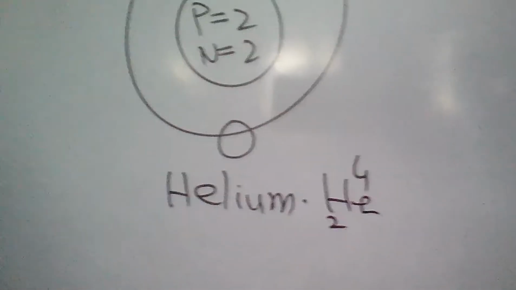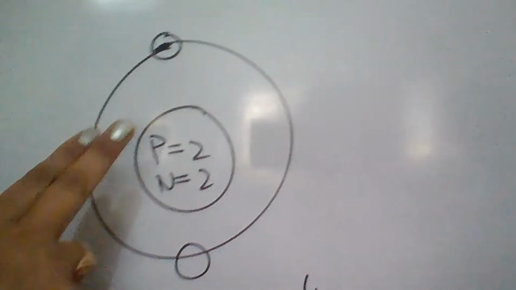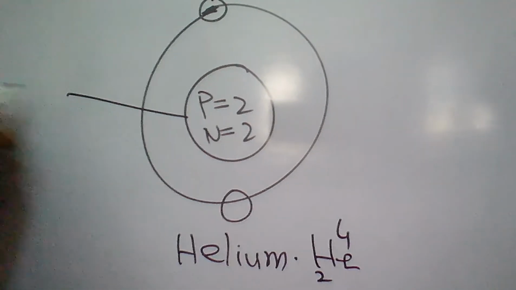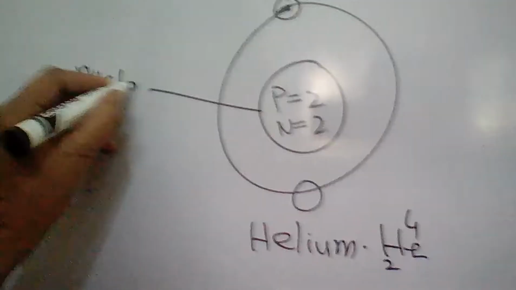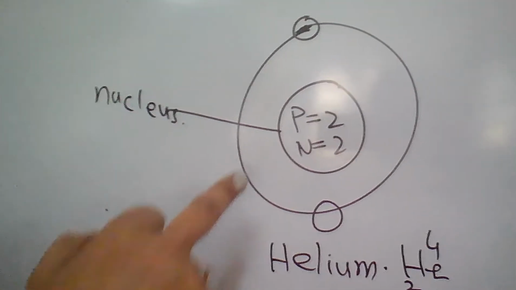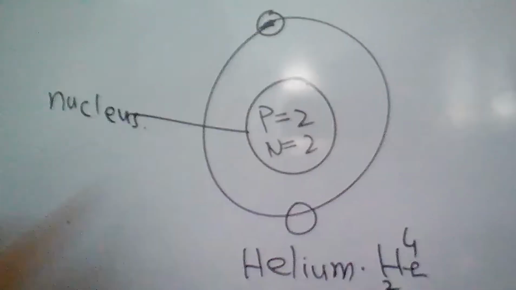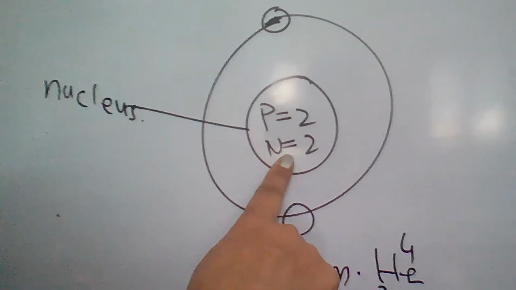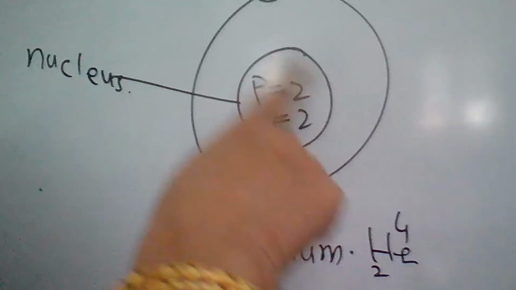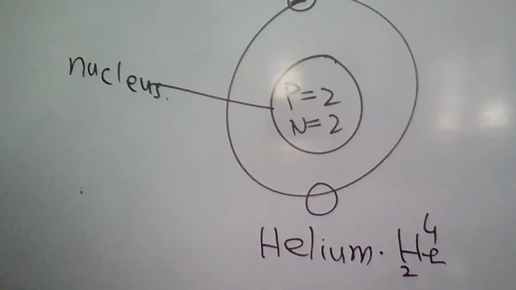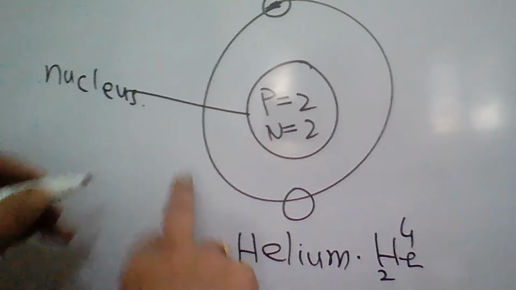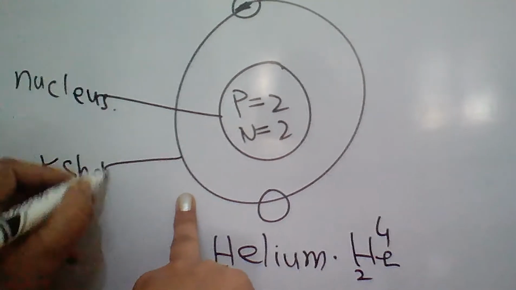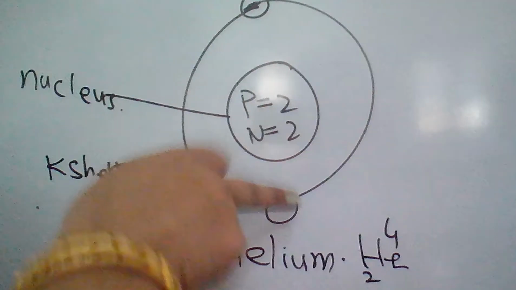Now, the structure of helium is as such. The central portion is called the nucleus. Always remember, the nucleus contains positive protons and neutral particles called neutrons. Then these are the shells. This is the K shell. K shell contains 2 electrons.